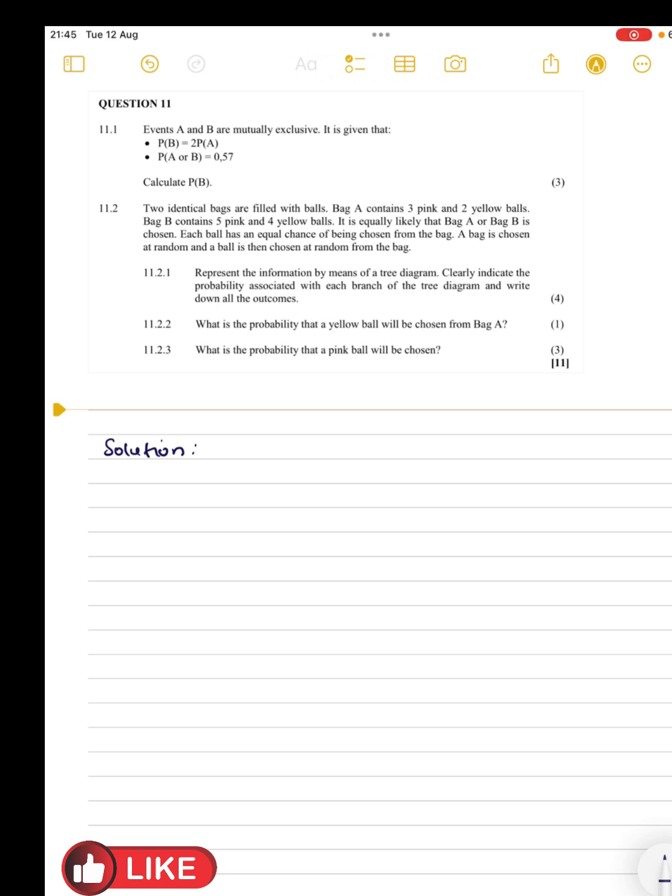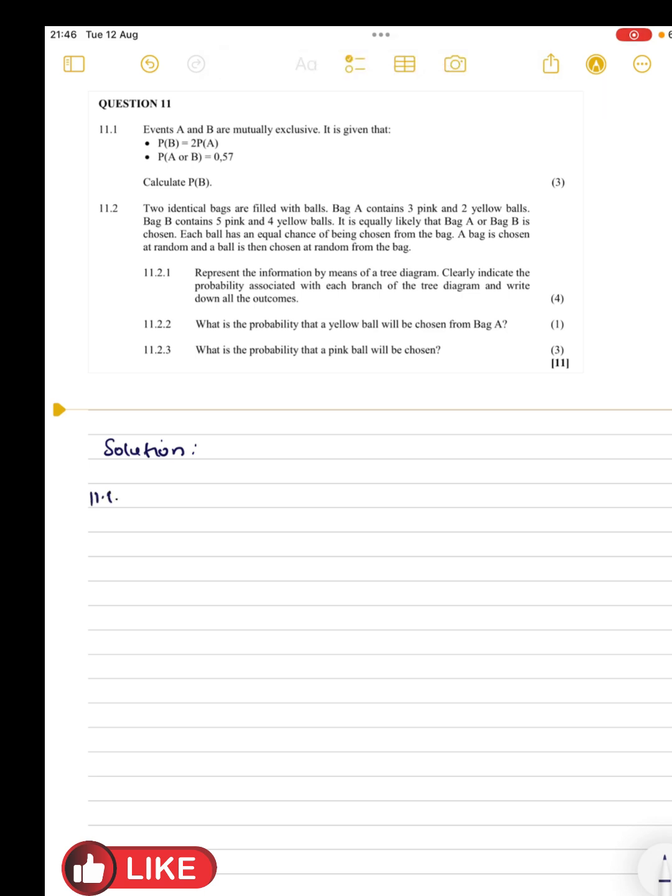We are told that event A and event B are mutually exclusive. It is given that the probability of B is twice the probability of A, and the probability of A or B, the union of it, is equal to 0.57. And we are required to calculate the probability of B, and it's 3 marks. Okay, this is just a giveaway mark. Why am I saying so? Look, this is easy. You just have to analyze the information.